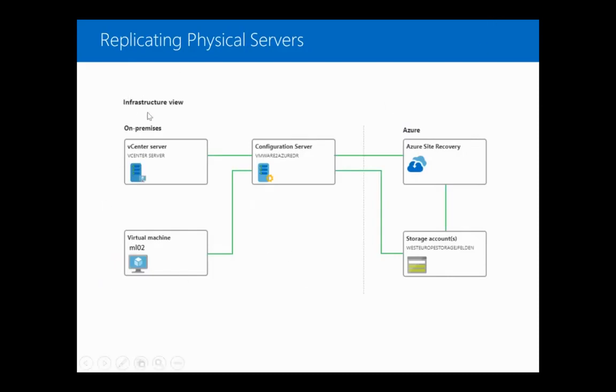So this is your infrastructure view for physical servers. It can be physical or VMware. We have vCenter, and a virtual machine on VMware. This is your configuration server. It will go to the Site Recovery service, and the storage configuration will go to the storage account that we create.